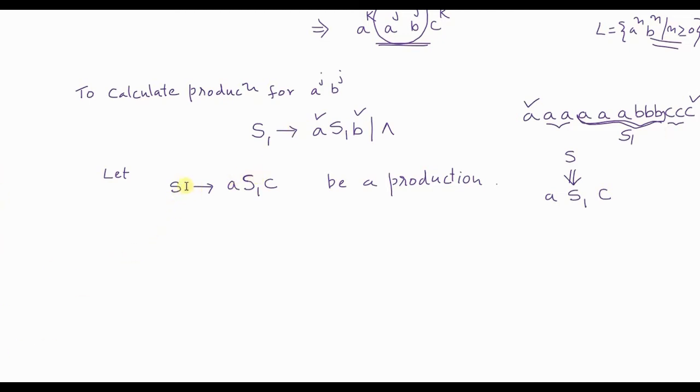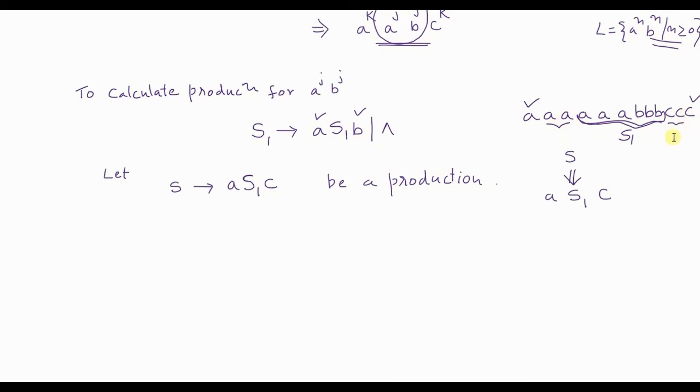But what is happening? When S is replaced with AS1C, the non-terminal S disappears. It is not appearing again, and what appears is S1. S1 can take care of equal numbers of A's and B's, but who is going to take care of the 2 remaining A's and 2 remaining C's?